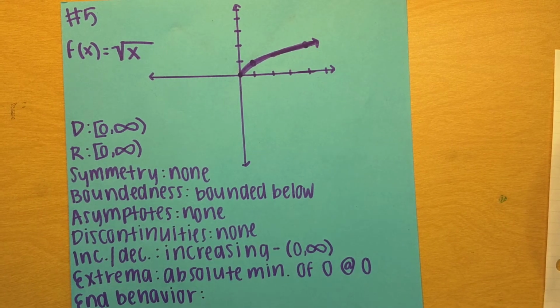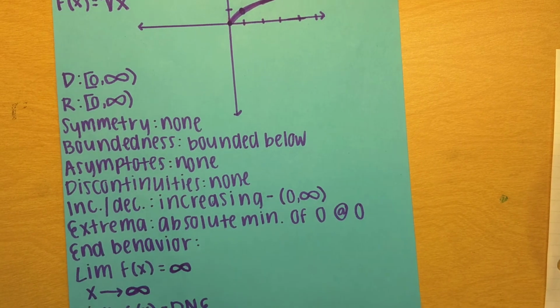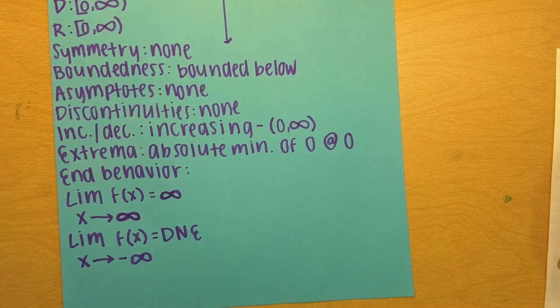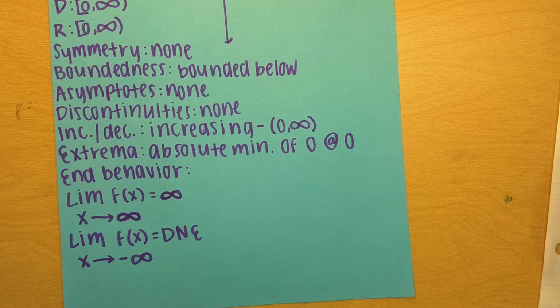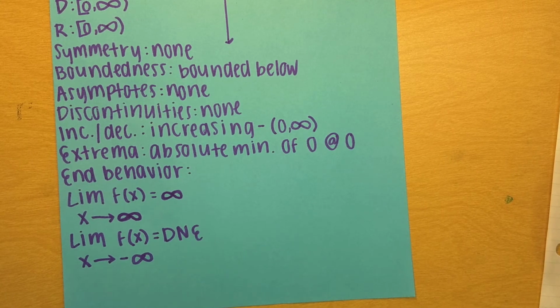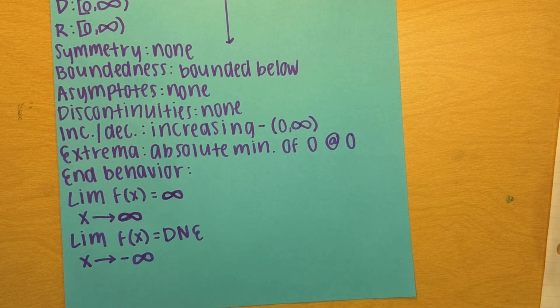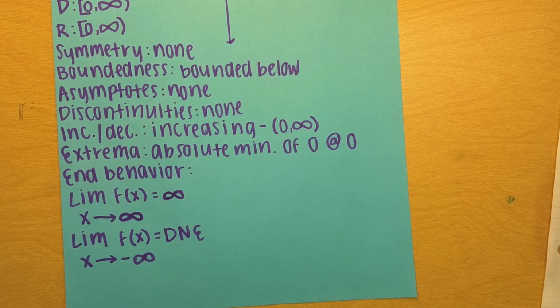The function increases from 0 to infinity, and there is no portion where it decreases. There is an absolute minimum of 0 at x equals 0, which is our extremum. For the end behavior, as x approaches infinity, y approaches infinity, and as x approaches negative infinity, it does not exist.